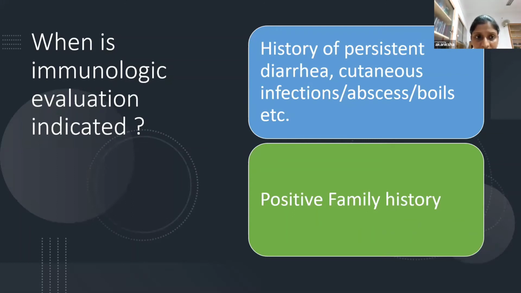When should we plan for immunological workup? If there is previous history of persistent diarrhea, any deep-seated severe infections needing hospitalization and prolonged IV drug administration, history of abscess, boils at other sites, etc. And if there is a positive family history suggestive of primary immunodeficiency disorders.